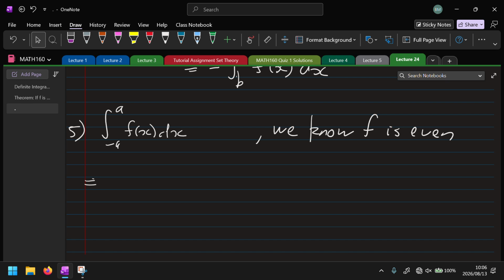Symmetric, you fold it over and it's the same. What are you folding over? The y-axis, or x equals 0. It's symmetric about x equals 0. It's a very special point.